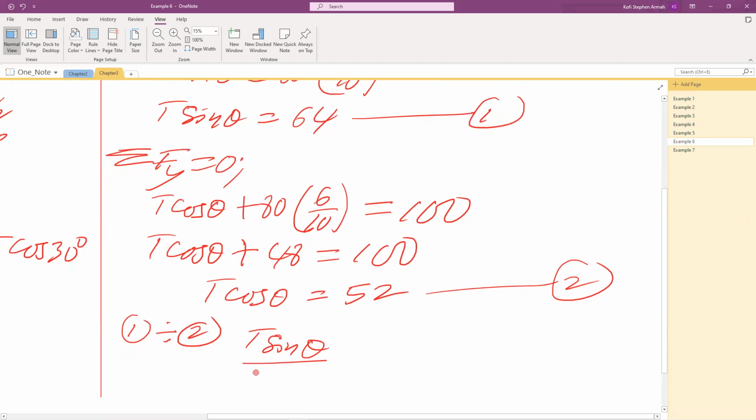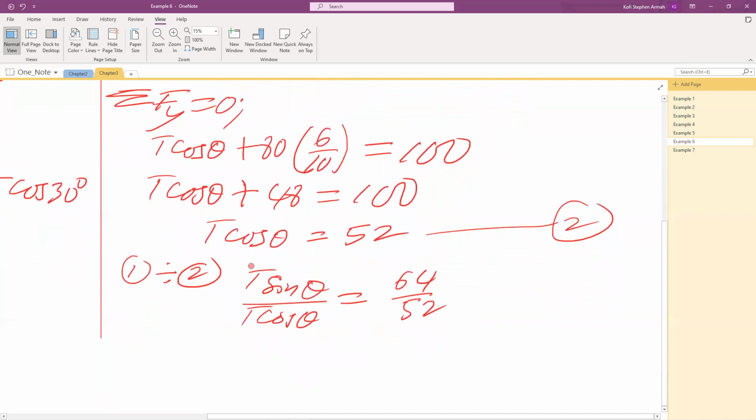So let's write this. So the left-hand side by left-hand side, right-hand side by right-hand side. So it looks cool now. So the t and t cancel, and then that is tan theta, and that is 64/52. Maybe we can simplify that, but it doesn't matter. Let me use my calculator here. It doesn't really matter to simplify it. That's 16 over, hold on, over 13.